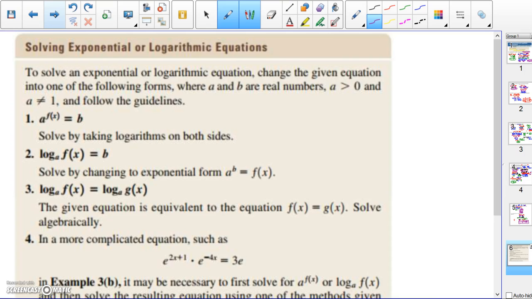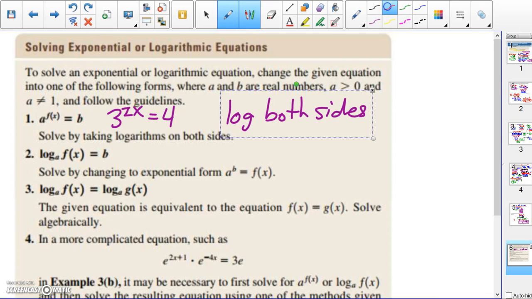This next slide kind of sums up the different things that we can see. Bullet point number 1, if we had a problem like 3 to the 2x equals 4, we're going to take a log of both sides. And the second bullet point, if we had a log base 2 of something, we're going to take an exponential on both sides.